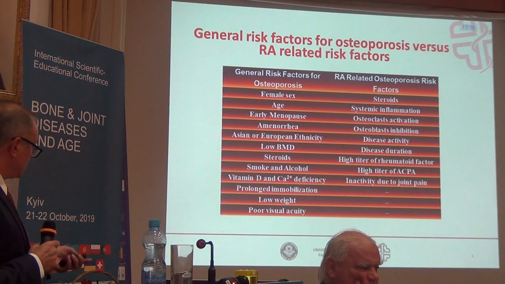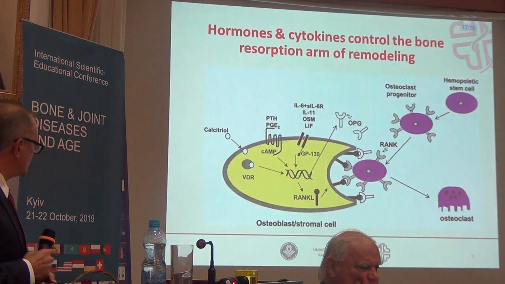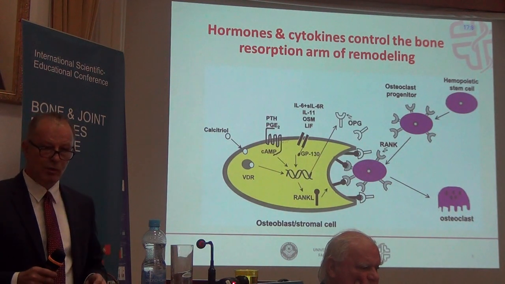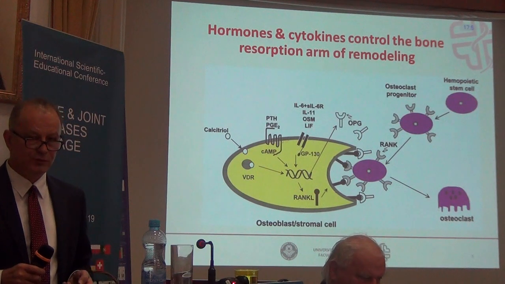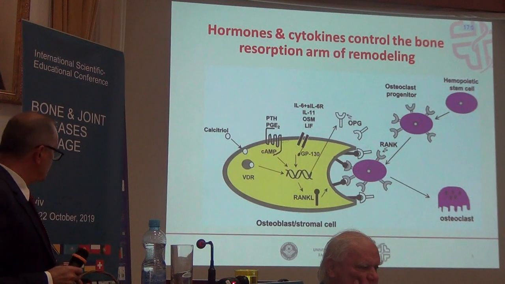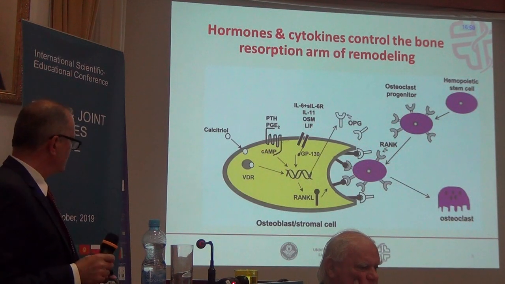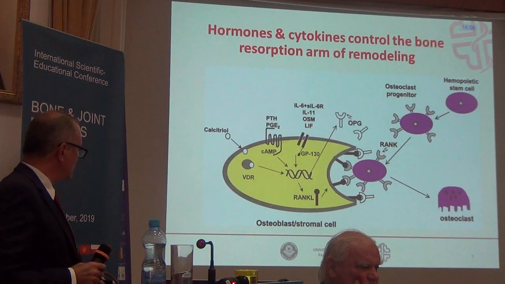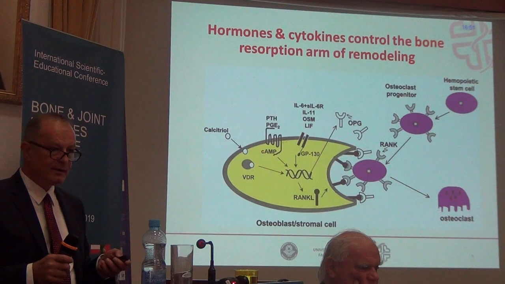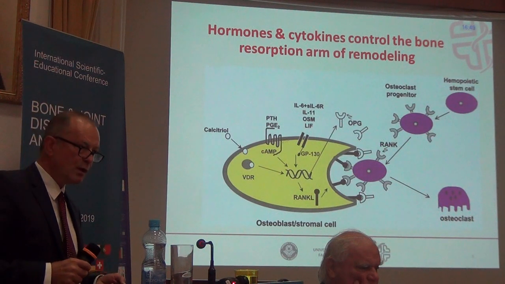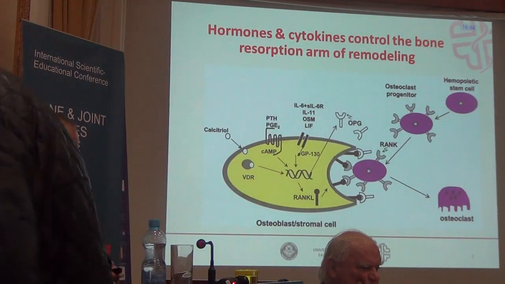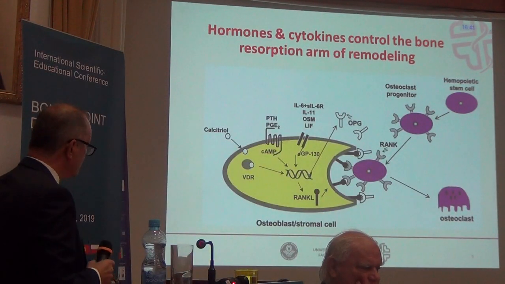In case of normal metabolism, hormones and cytokines control bone resorption and remodeling. That's physiological conditions, in which estrogen, PTH, calcitriol, and interleukin 6 and 11 play an important role between the activities of osteoblast and osteoclast, and finally lead to normal physiological bone metabolism.